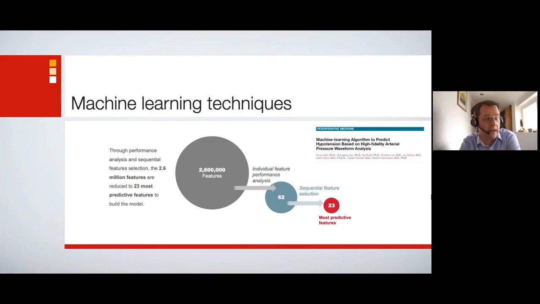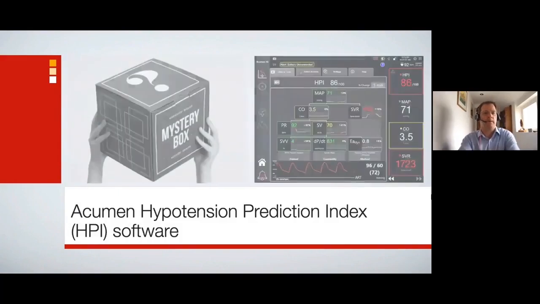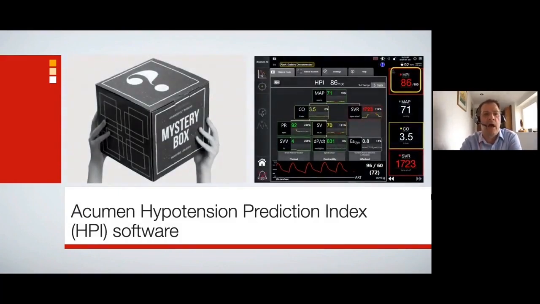And for full details of that, please do read the excellent validation paper in Anesthesiology by Faraz Hatib and Maxime Cannesson. So what you end up with is an algorithm in a box. And what you get is a number, the hypotension prediction index, and also additional parameters to help us treat hypotension, such as Ea-dyn and dP/dt, that we'll look at a bit later on.